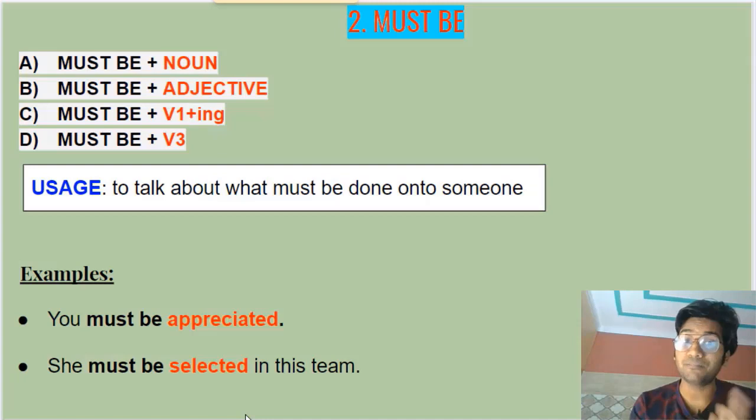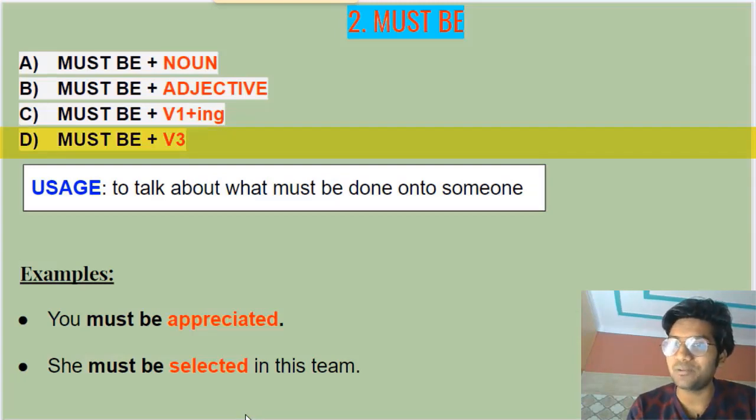Let's move to the next one, which is must be plus a past participle, which is the third form of a verb. Now, when to use it? We use must be plus a past participle to talk about what must be done onto somebody. We're not saying what somebody must do. We are saying what must be done onto an object, which could be a person or a thing. So here we are going to write a sentence or speak a sentence in the passive voice. Look at the examples. Easy it is, don't worry. You must be appreciated.